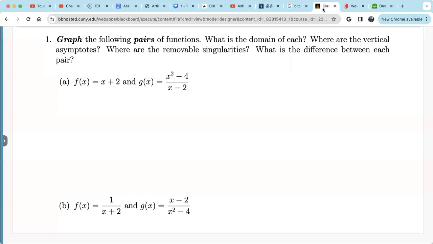about the rational functions. So the first one, we want to graph function f and the function g. And we want to find the domain of each one. And then we want to find the vertical asymptotes, if there are. And then we want to find the removable singularities, if there are. Sometimes it's called a removable discontinuity, or removable singularity means the same. And then in the end, we want to compare f and g to see how they are different.